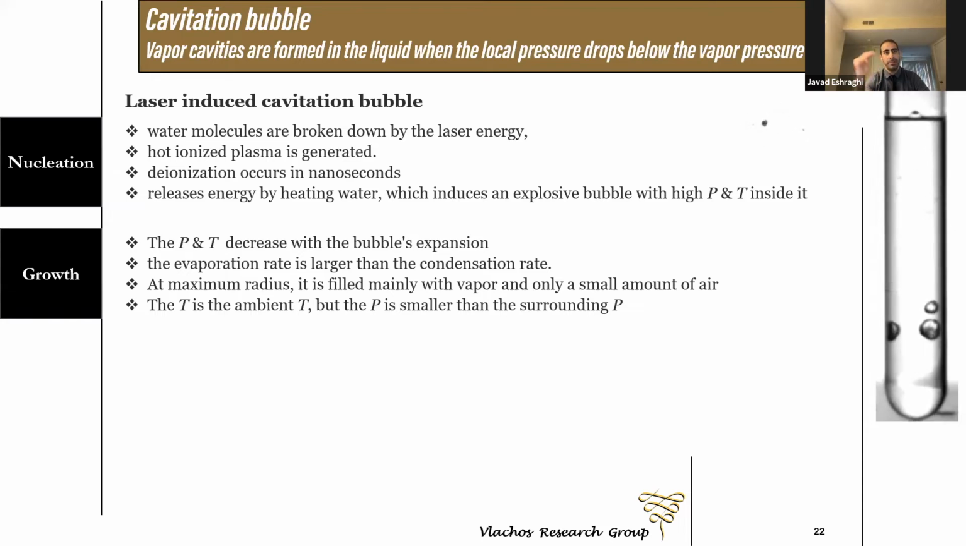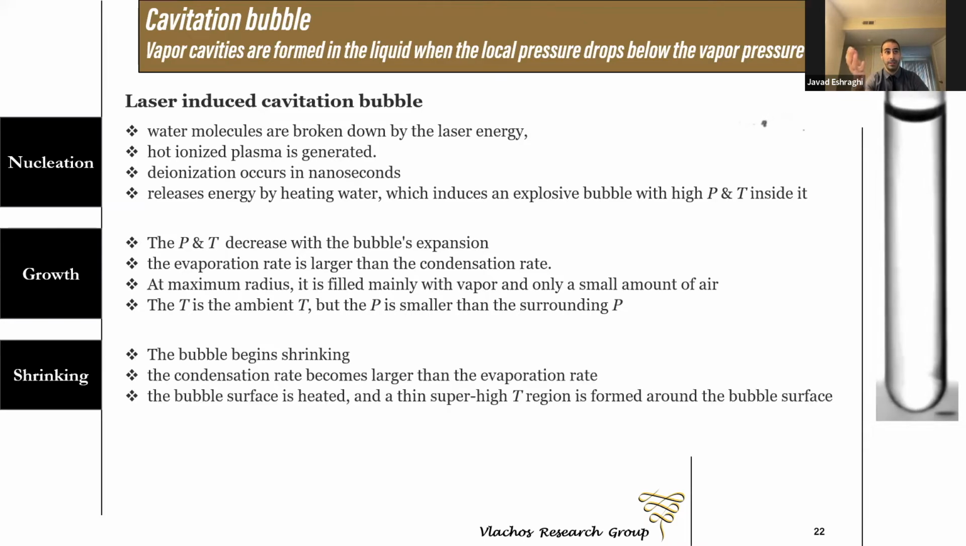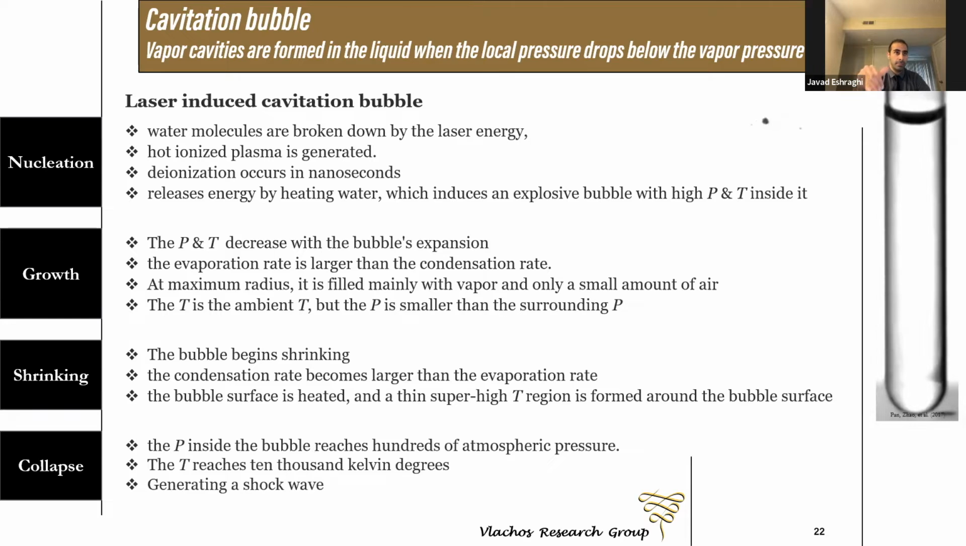The temperature inside the bubble is approximately the ambient temperature, but the pressure inside the bubble is smaller than the surrounding pressure. So the bubble begins shrinking, and the condensation rate becomes larger than the evaporation rate. In this process, the bubble surface is heated, and a thin, super high temperature region is formed around the bubble surface. When the bubble collapses to its minimum volume, the pressure inside the bubble can reach hundreds of atmospheres, and the temperature can reach 10,000 Kelvin, which can induce a chemical reaction inside the bubble too.